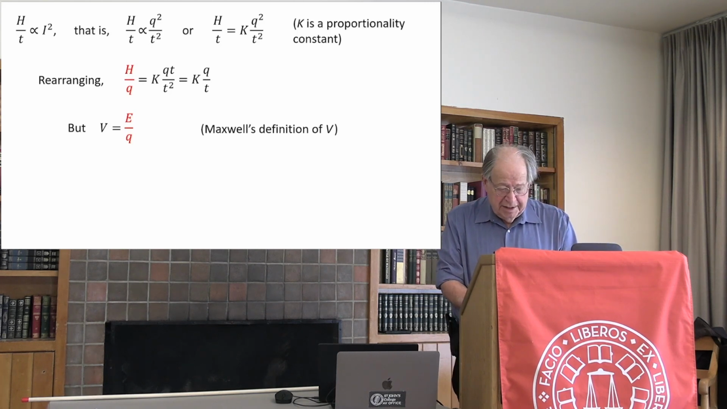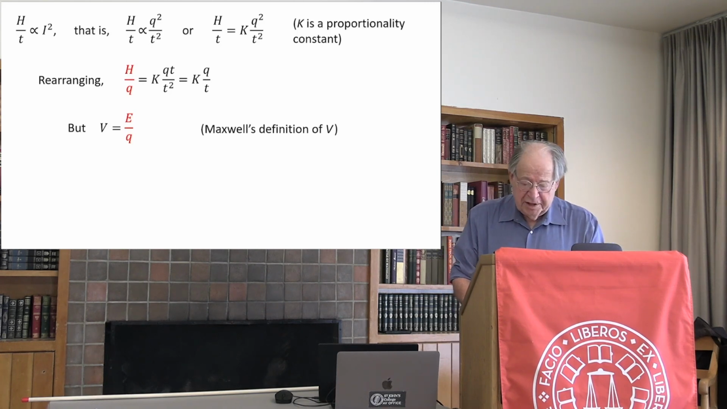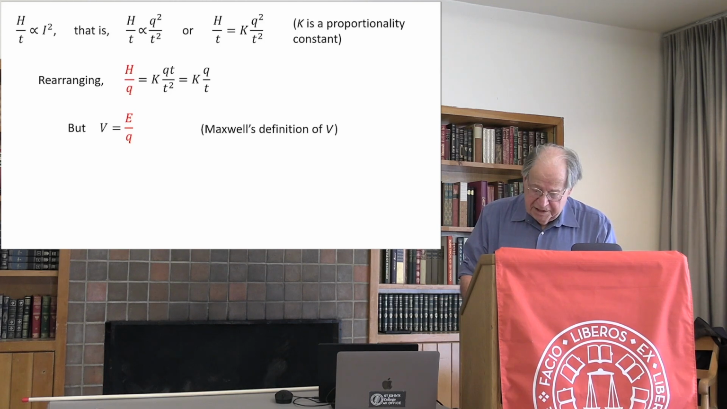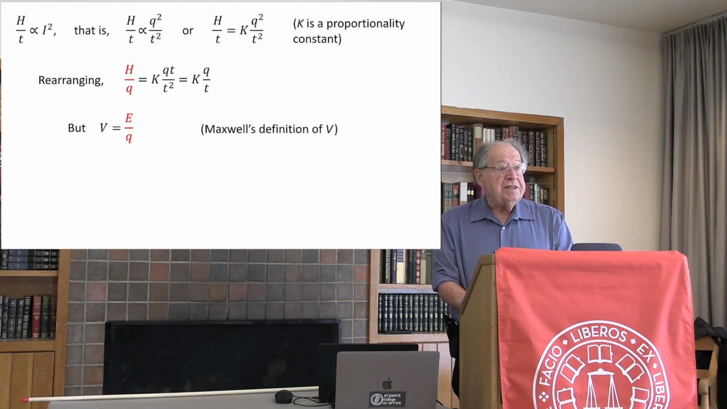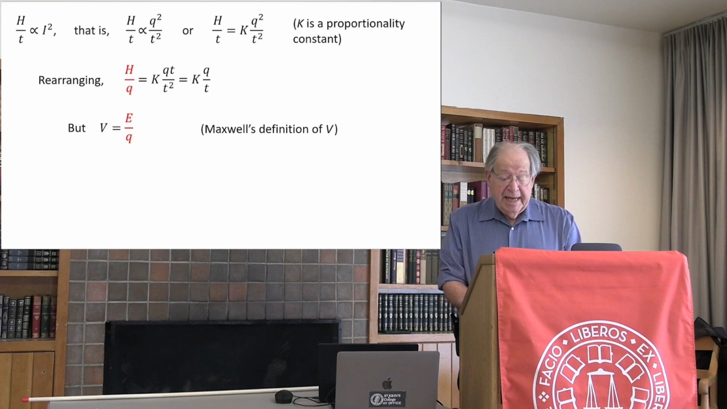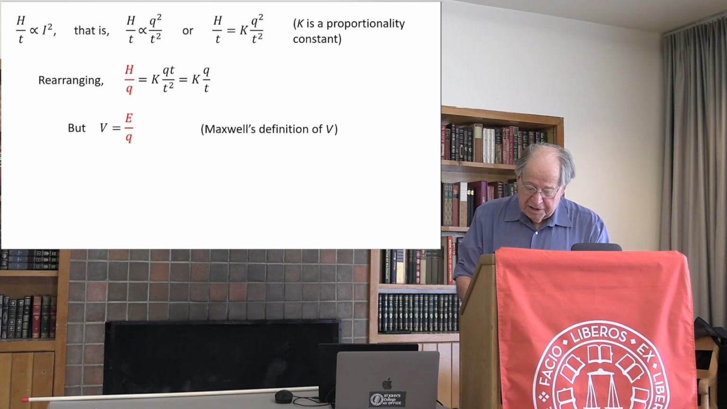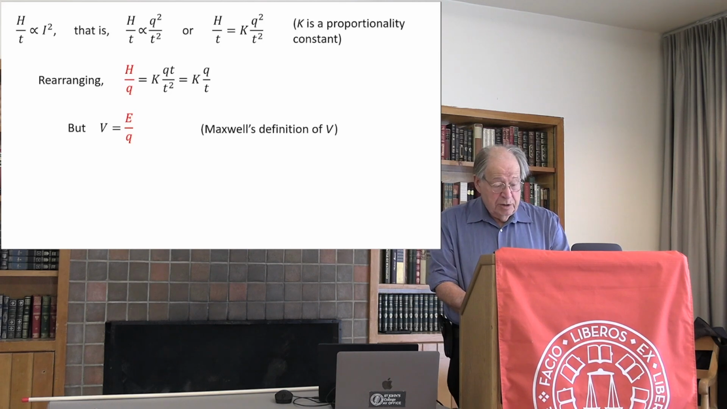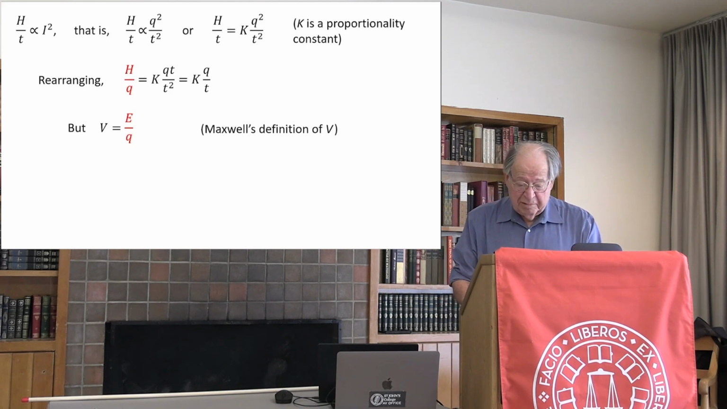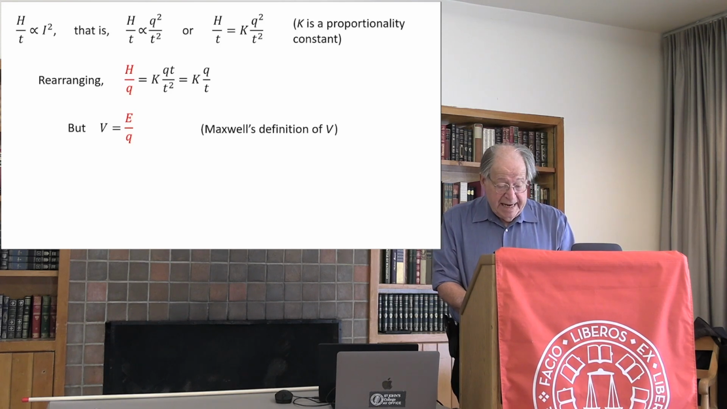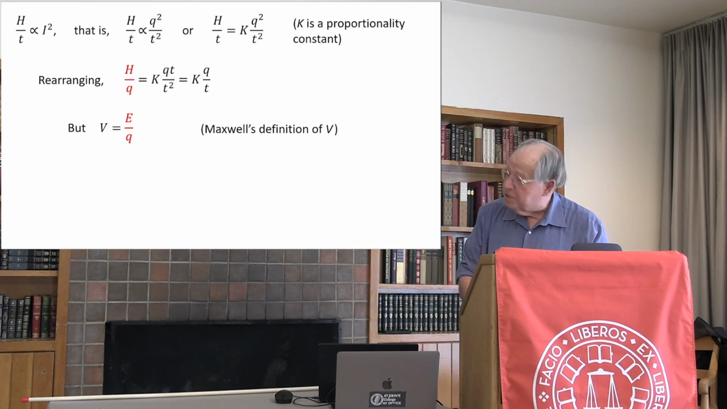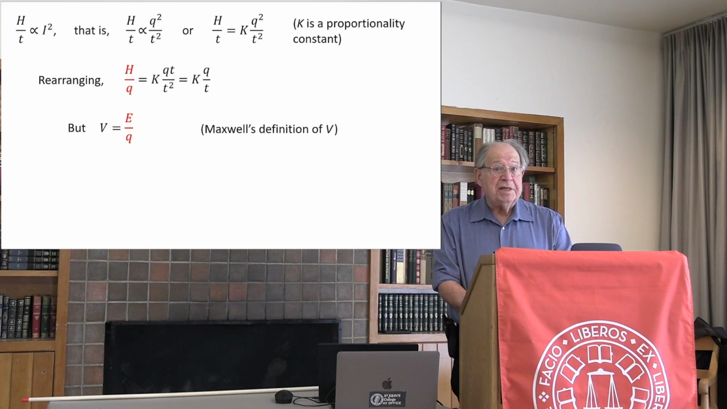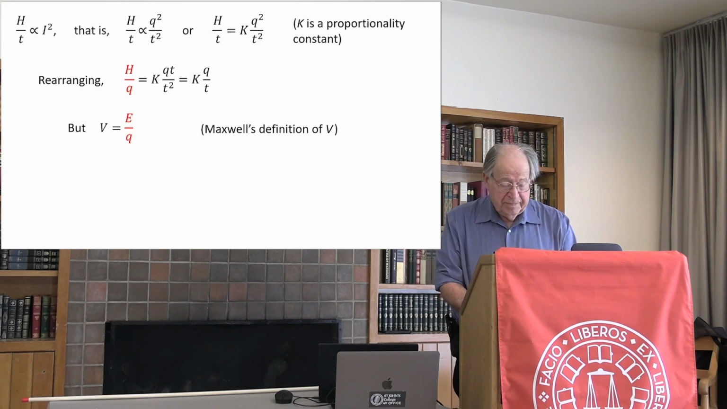that is, proportional to Q squared over t squared. Or, expressed as an equation, H over t equals K times Q squared over t squared, where K is a constant of proportionality. Rearranging, H over Q equals K times Q over t.